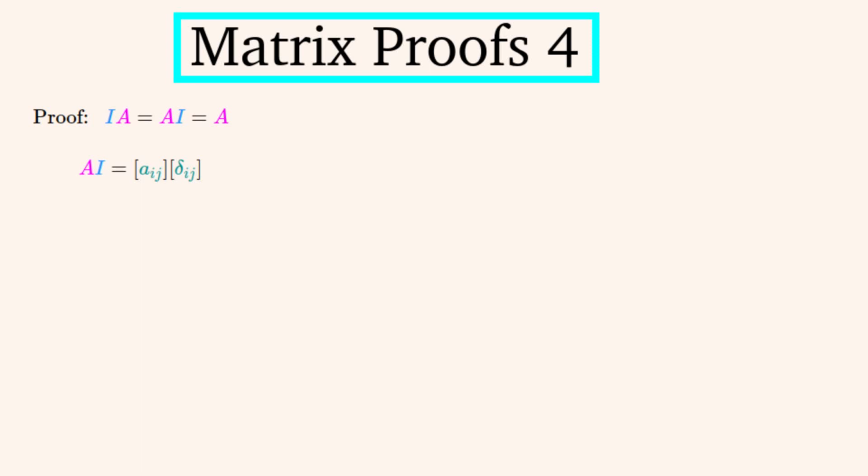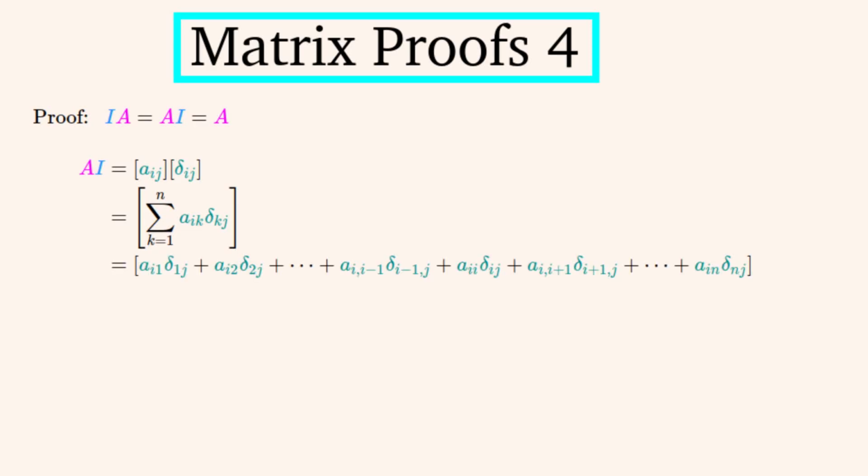It's similar to the last calculation, but different enough to need its own proof. So we'll write this product AI in entry notation. Then we'll bring the entries together into one square bracket using the definition of multiplication. Then we'll expand it out into dot notation to have a more careful look at this sum of terms. Then we'll evaluate all of the delta functions.